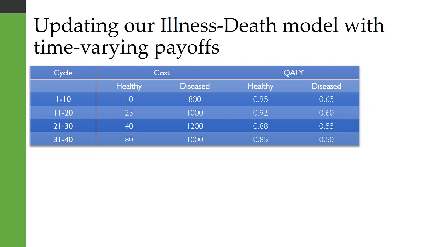We can also have time-varying payoffs in our model. So previously, in the healthy state, we had a standard cost of 50 per cycle, and we had 0.9 QALYs accrued per cycle. Well, now we've changed it so that in the earlier cycles, the costs associated with the healthy state are much lower, but they increase a bit over time, and that the QALYs associated with the healthy state start off high and then diminish over time. And we've done a similar thing with the diseased state costs and the diseased state QALYs, as you can see.